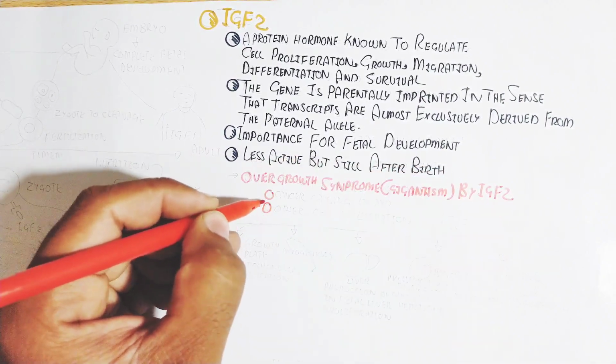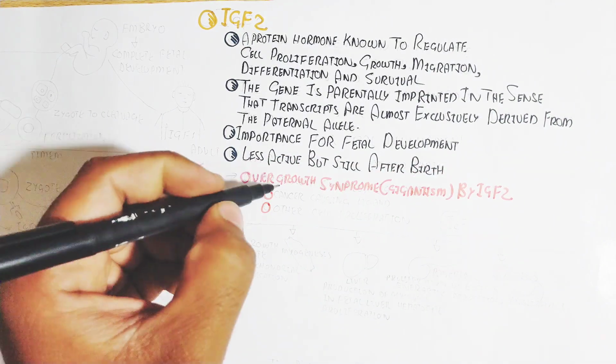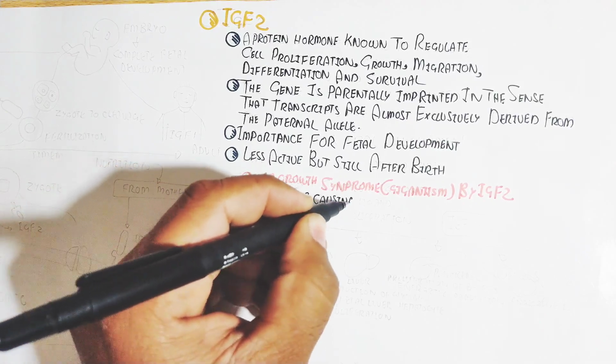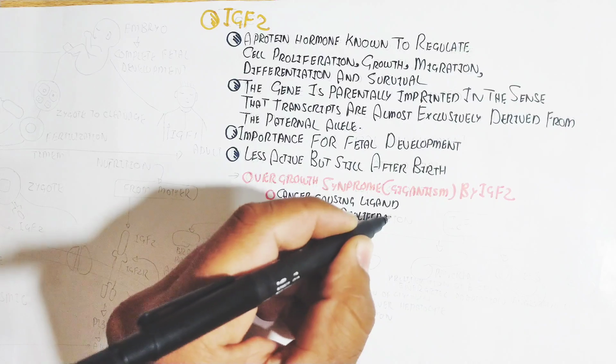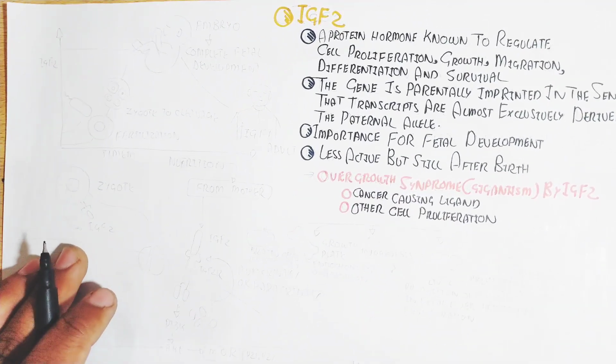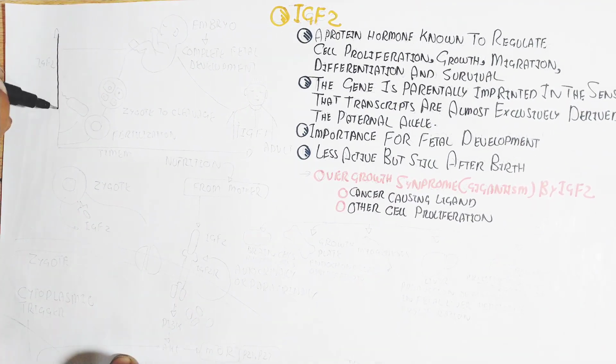Growth syndrome and gigantism can be caused by IGF2. On the other hand, it can act as a cancer-causing ligand and drive other cell proliferation.